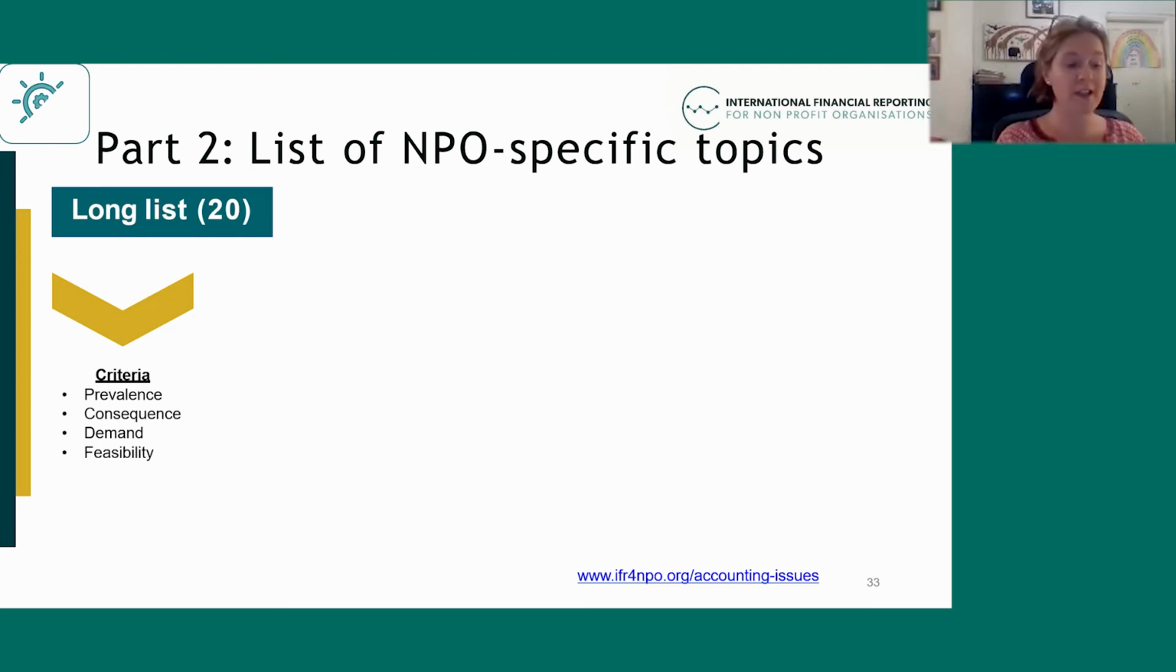Tasks for the project was deciding which accounting issues are specific to NPOs, different from the for-profit or the public sector entities, and therefore needing different guidance. So a long list of 20 issues was drawn up based on research, but it wasn't feasible to address all of them in the time and budget available.